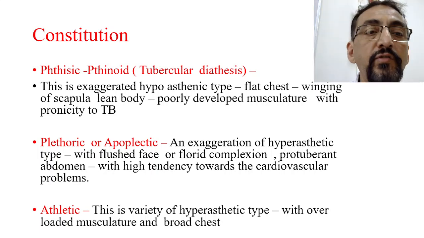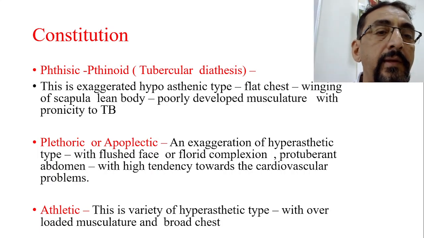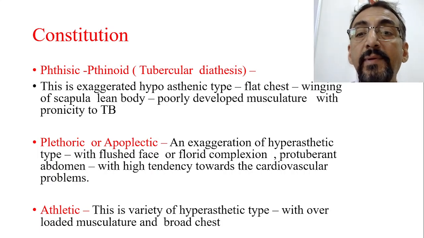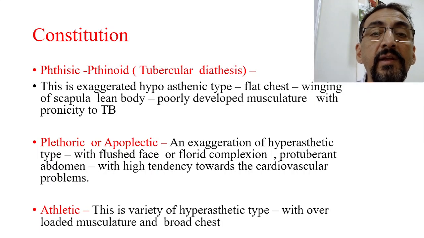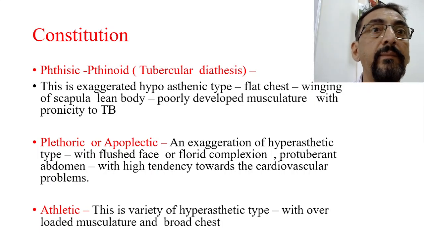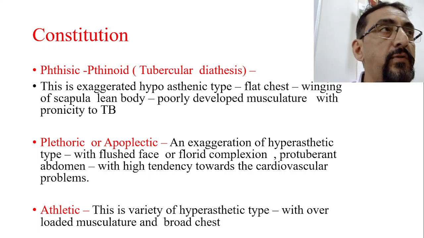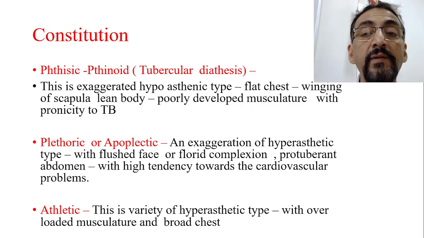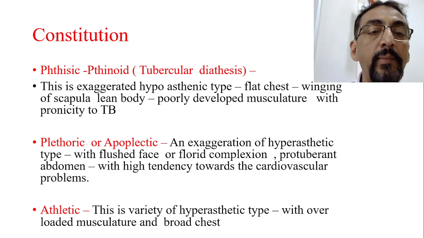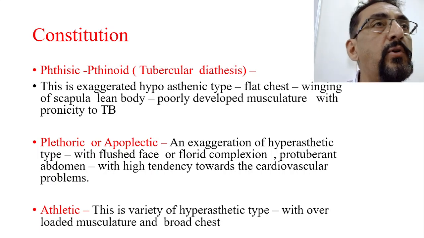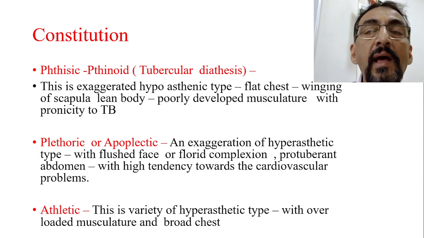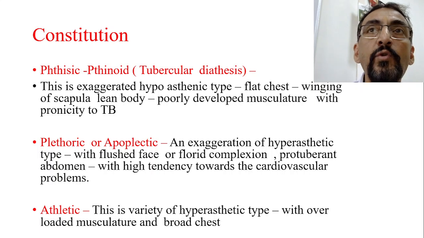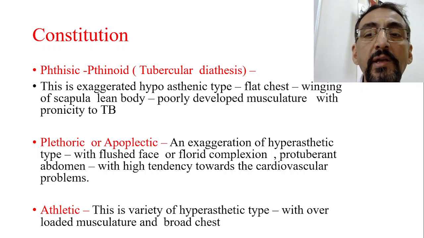Similarly, one more type of body constitution is plethoric or apoplectic. What is plethoric? Plethoric means an exaggeration of the hyperasthenic. The first one, tubercular diathesis, is an exaggeration of the hypoasthenic. Similarly, an exaggeration of the hyperasthenic is the plethoric, with flushed face and florid complexion, protuberant abdomen, and a high tendency towards cardiovascular problems. That means more fatty, more obese, with too much fatty accumulation in the body. It is something more than the Kaphaja Prakriti, something more than the hyperasthenic type of body constitution.